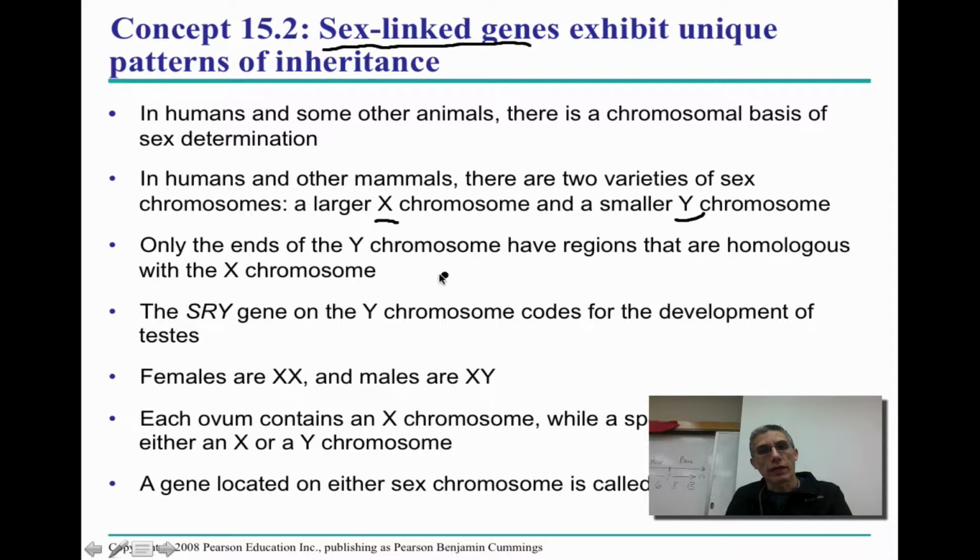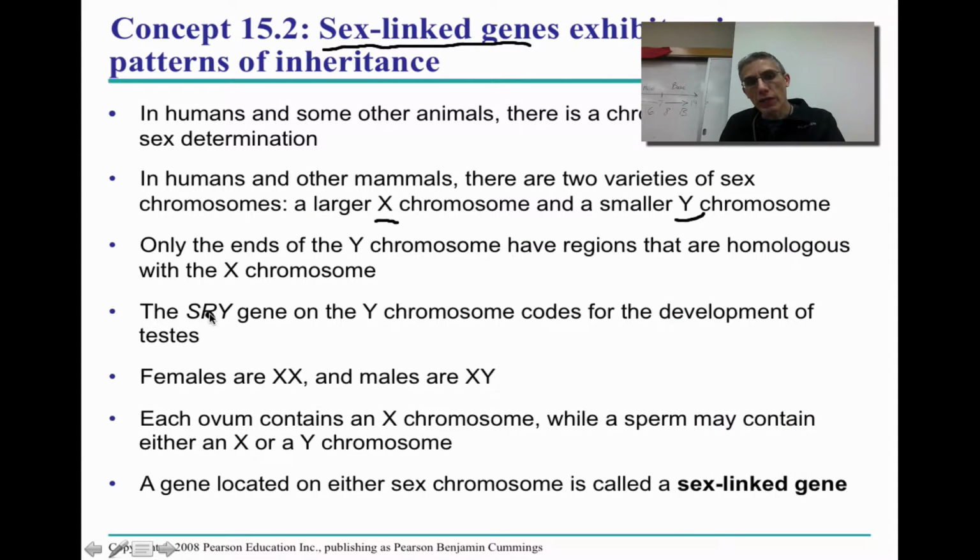Only on the ends of the Y chromosome would there be regions that could possibly be homologous with the X chromosome. The reason is that the Y chromosome is a different shape and typically much, much smaller. There is a particular gene that's really important on the Y chromosome, called the SRY gene. That gene codes for the development of the testes in the male.